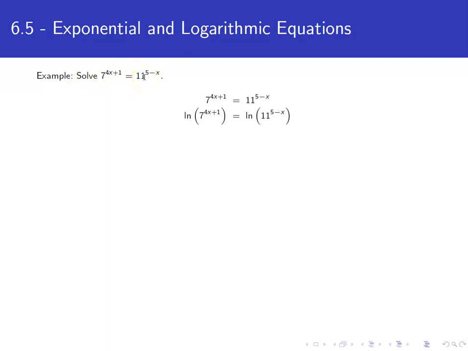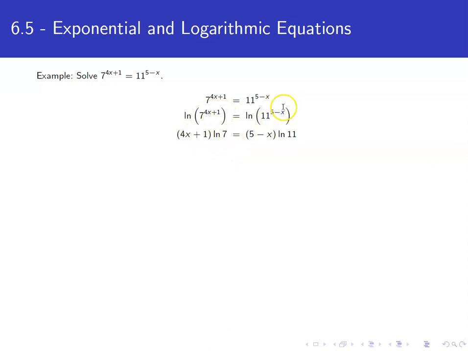So what I'll do instead is take the natural log of both sides. I'm going to have a log stuck in there anyway, so I might as well use one of the log functions that I have on my calculator. So I'll take the natural log of both sides. The reason we're taking the natural log of both sides is that now we can bring down the exponents. We can take that 4x plus 1 down in front of the natural log of 7.